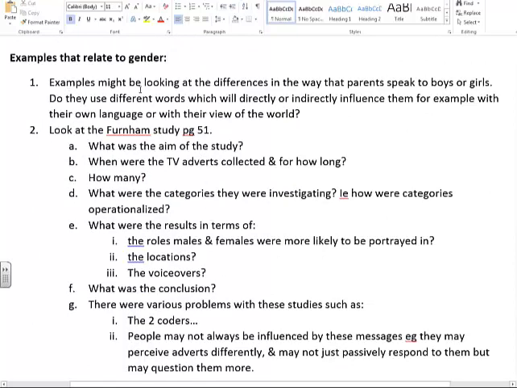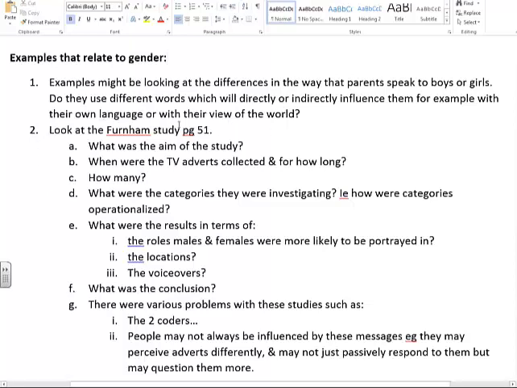Right, well, from the gender perspective, it might be that we look at the differences in the ways that, for example, parents will speak to boys and girls. Actually, there's plenty of evidence to suggest that we do speak differently to our boys and girls. But what's important, do those different words mean that we're influencing them either directly or even indirectly? So, for example, if parents are using specific vocabulary with their boys and not with their girls, is that going to influence the way the children learn their own language? Or does it also influence the way they view the world because they're being treated differently in terms of the way they're spoken to, etc.?